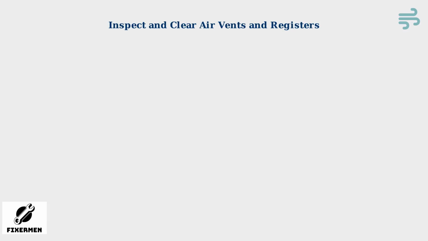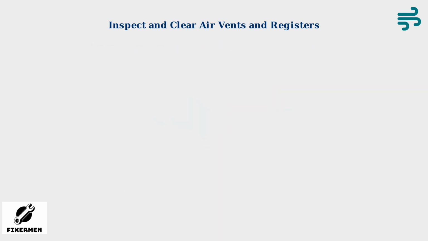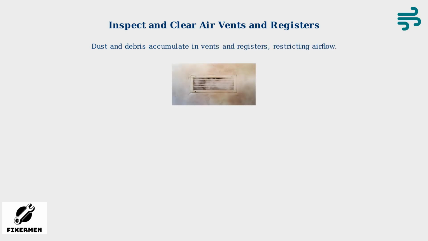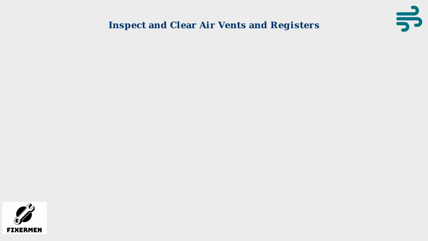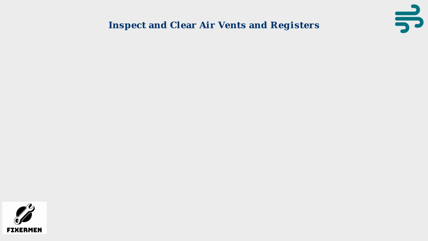Air vents and registers can become obstructed over time, reducing airflow in your AC system. Start by ensuring all supply and return air vents are fully open and unobstructed. Dust and debris can build up in the vents and registers, significantly restricting the airflow and reducing your system's efficiency. To clean the vents, use a vacuum cleaner equipped with a brush attachment. This allows you to thoroughly remove dust and debris from each vent without damaging the components.